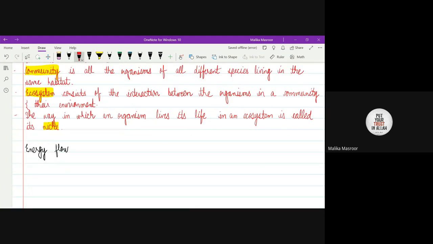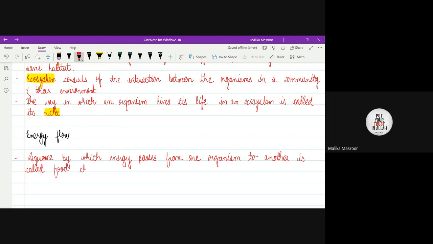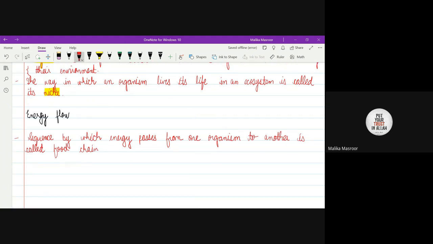So the sequence by which energy passes from one organism to another is called a food chain. And overlapping of several food chains forms a food web.